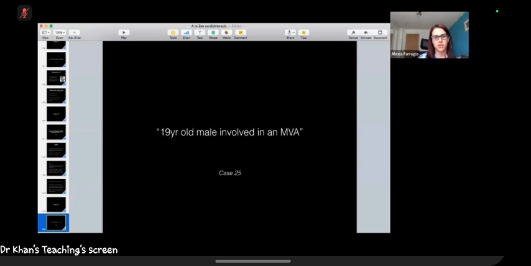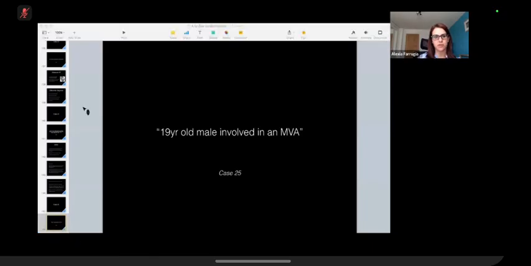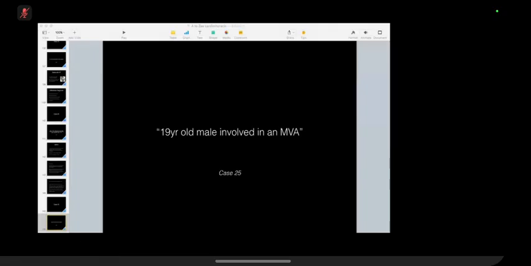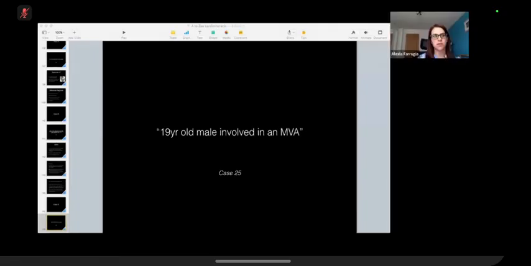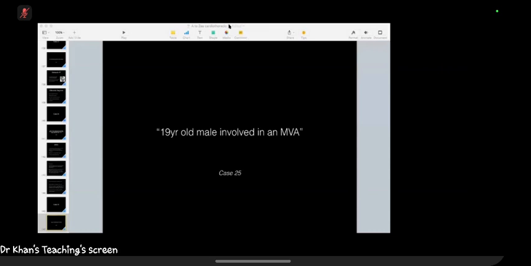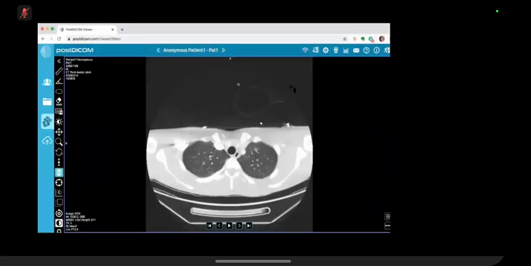So let's go to the next case. There's the history for you. A 19-year-old male who's involved in an MVA. So another trauma case. And we did a CT. So I've selected the relevant images and have a look on lung window. Okay, I'm still looking at the PowerPoint. Yes, I'm sharing it now. Okay. Yes.